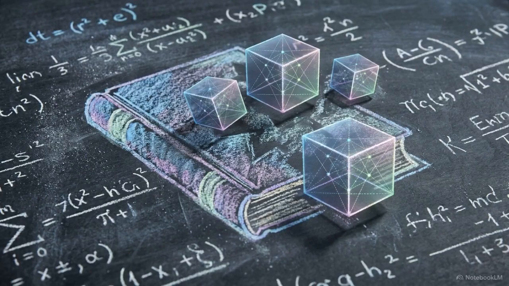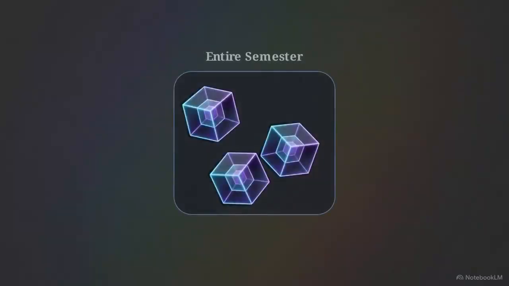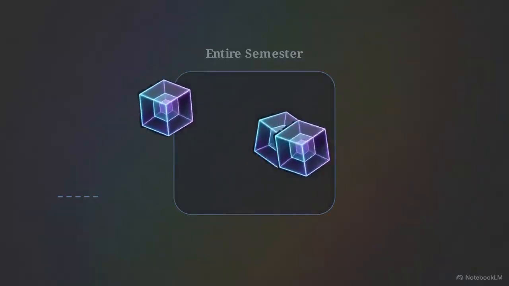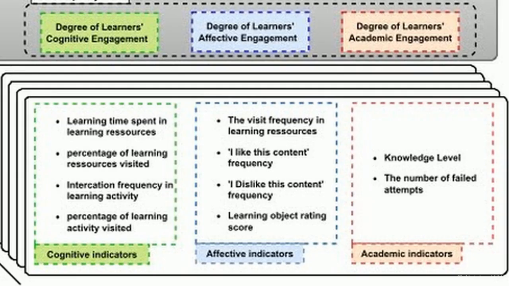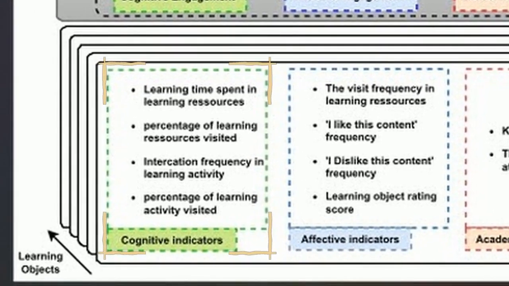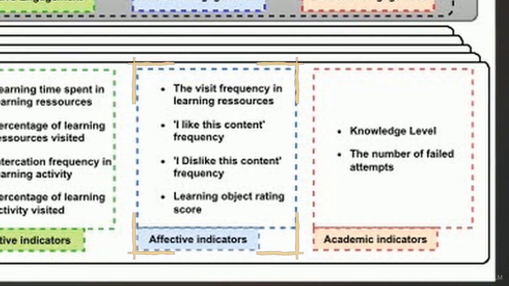The foundation of this system requires structuring a course into discrete blocks. Instead of evaluating a whole semester at once, the material is divided into specific learning objects. This tripartite engagement model sorts interaction logs into three distinct pillars. Cognitive engagement tracks physical effort, measuring time spent and interaction frequency. Affective engagement quantifies emotional investment through return visits and rating scores. Finally, academic engagement anchors behavioral data to test performance.